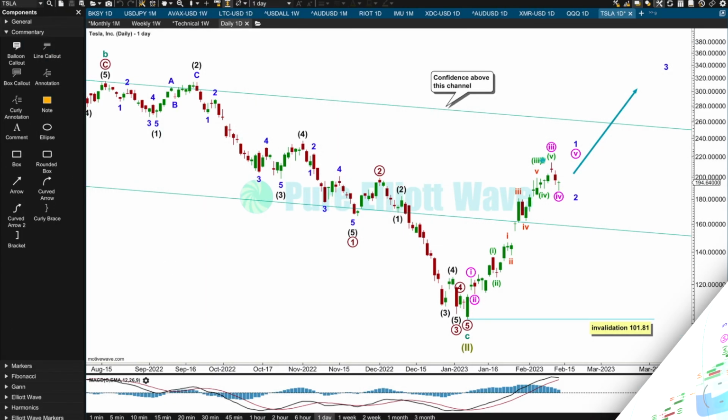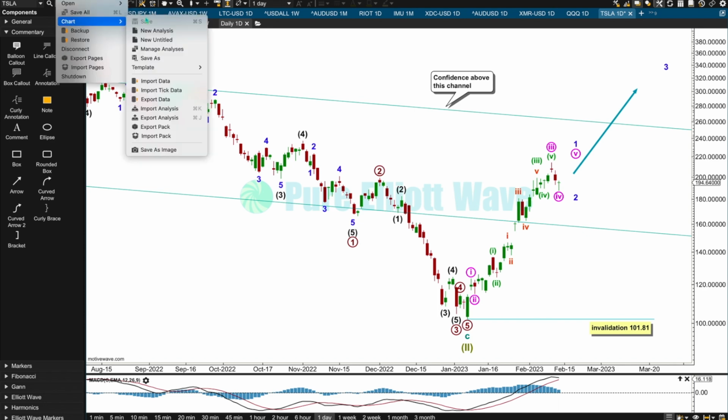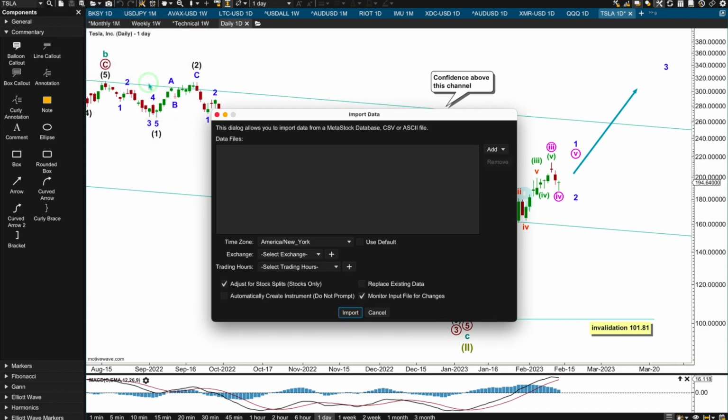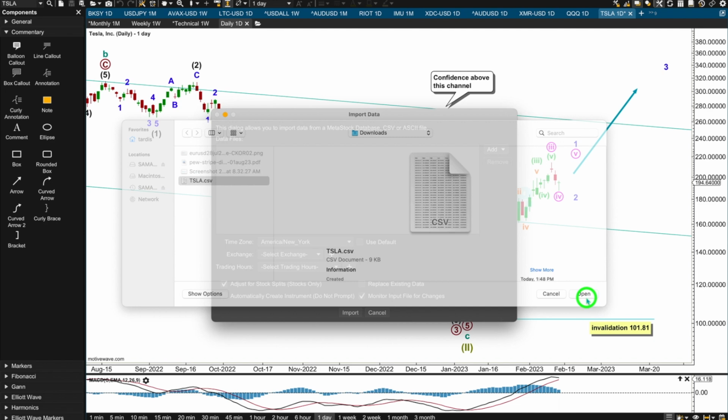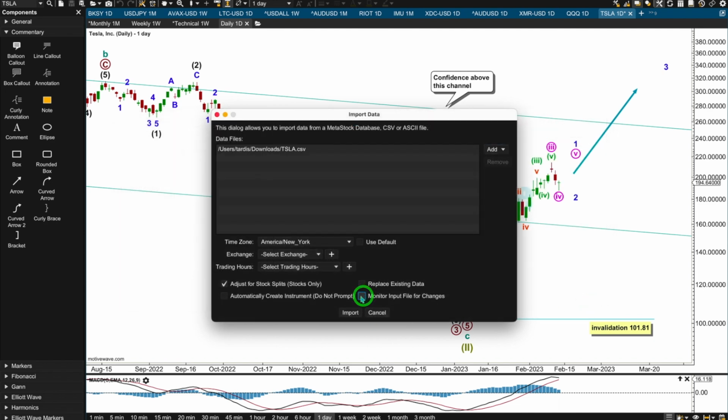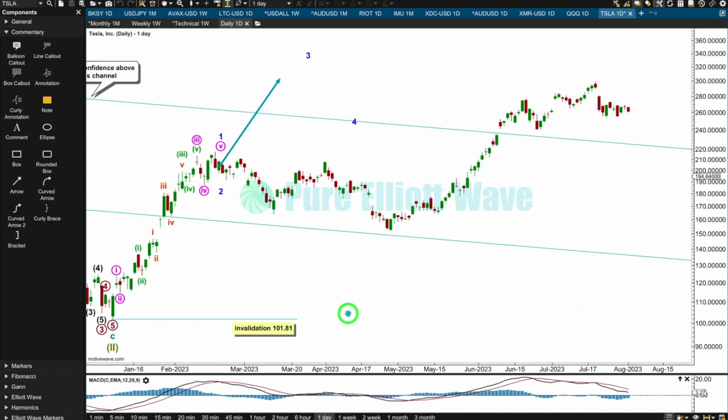First of all, I have to import my data into MotiveWave. The last candlestick here is the 13th of February, so I've just downloaded the data from Yahoo Finance. I'm going to file, chart, import data, so this is how you do that into MotiveWave. I'm going to uncheck that, leave that because it's a stock, import, and there we go. So it did some sideways movement and now it's gone higher.